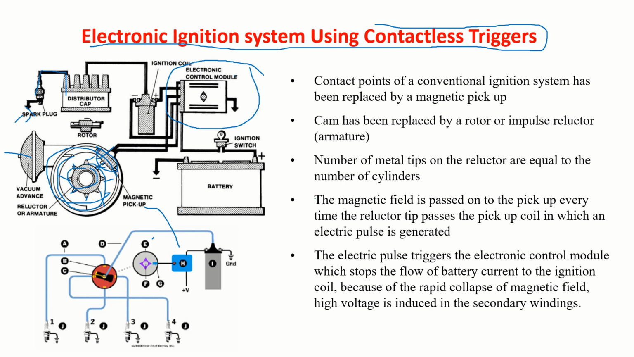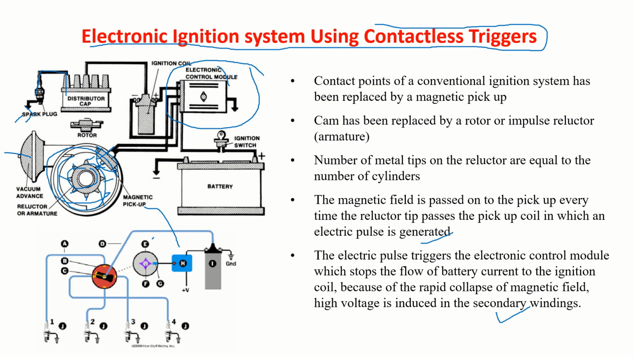Correct. So the magnetic field is passed on to the pickup every time the reluctor tip passes the pickup coil, in which an electric pulse is generated. The electric pulse triggers the electronic control module, which stops the flow of battery current to the ignition coil, and because of the rapid collapse of the magnetic field, high voltage is induced in the secondary windings. That's how the electronic ignition system works.